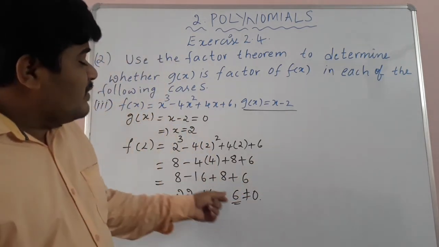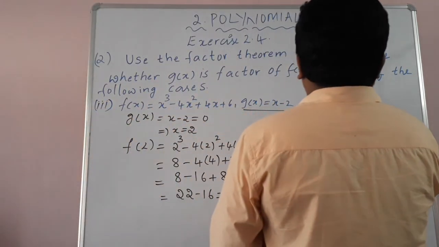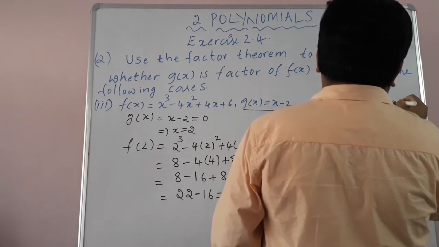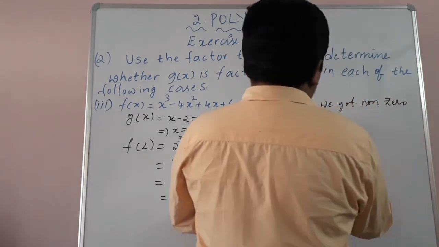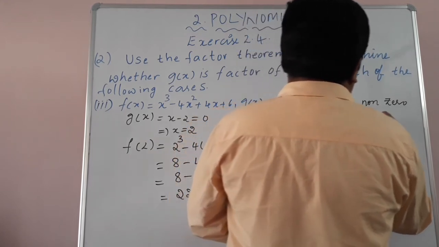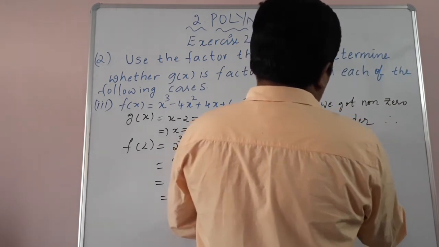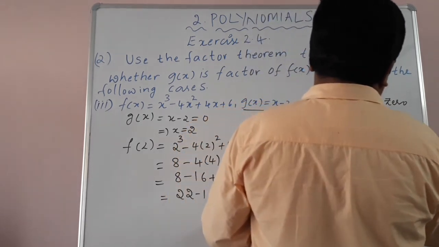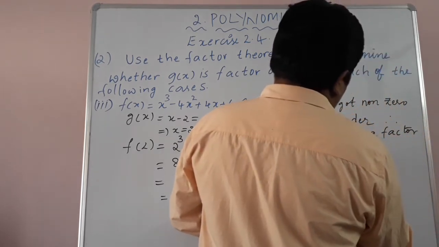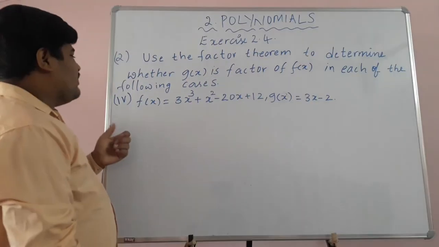But here since we got a non-zero remainder, therefore g of x is not a factor of f of x. So children, in this way we can solve this problem. Let's see the fourth problem.